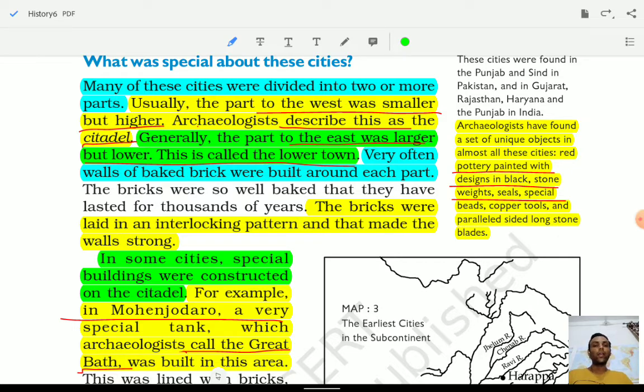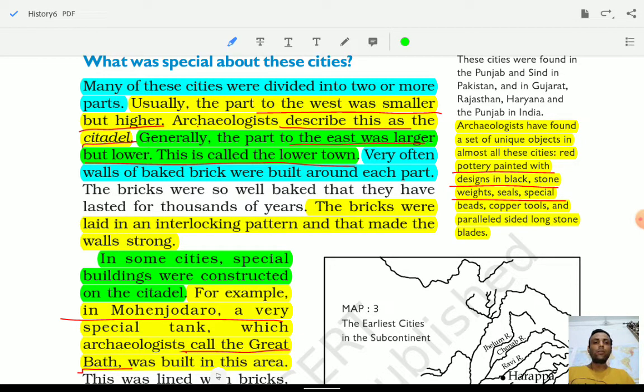Probably they wanted to protect it from the natural disasters or from the outside attacks. So these kind of things may be there, right? Archaeologists, what I am referring to now is on the right hand side, which I have already marked in yellow color. The important thing is that the archaeologists have found a set of unique objects in almost all these cities. The red pottery painted with design in black, stone weights, seals, special beads, copper tools, and parallel sided long stone blades. So these are the important artifacts which archaeologists have found in these cities.